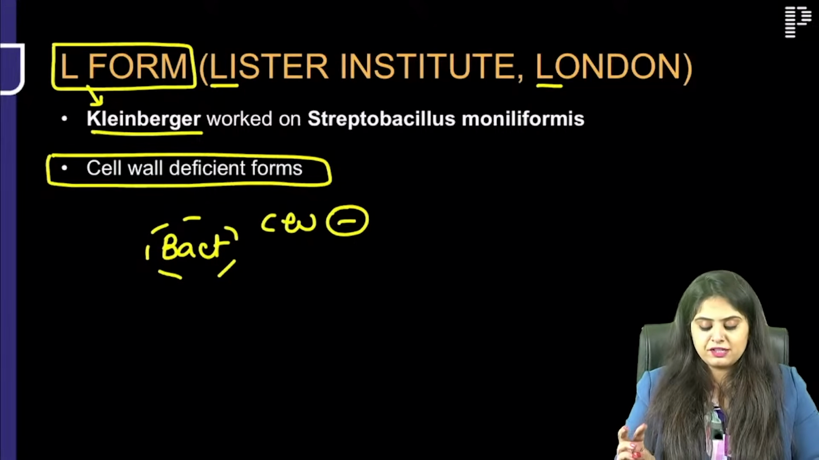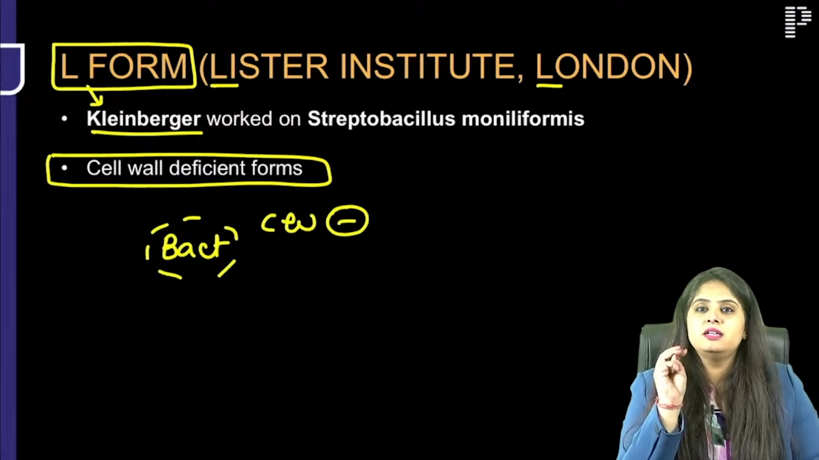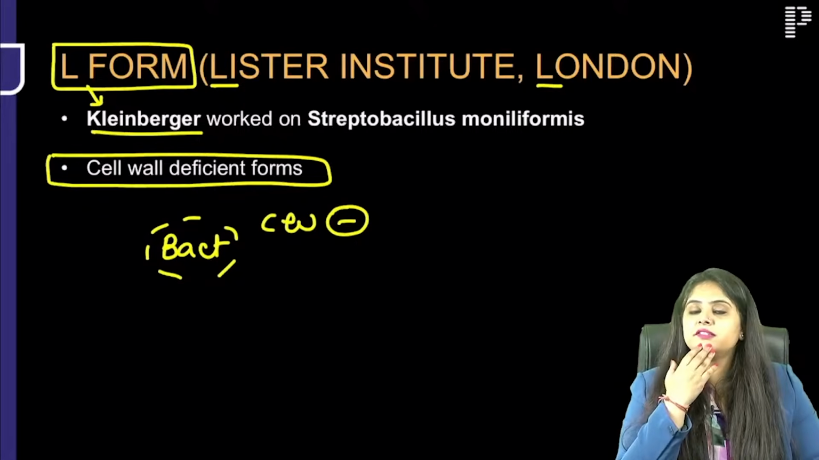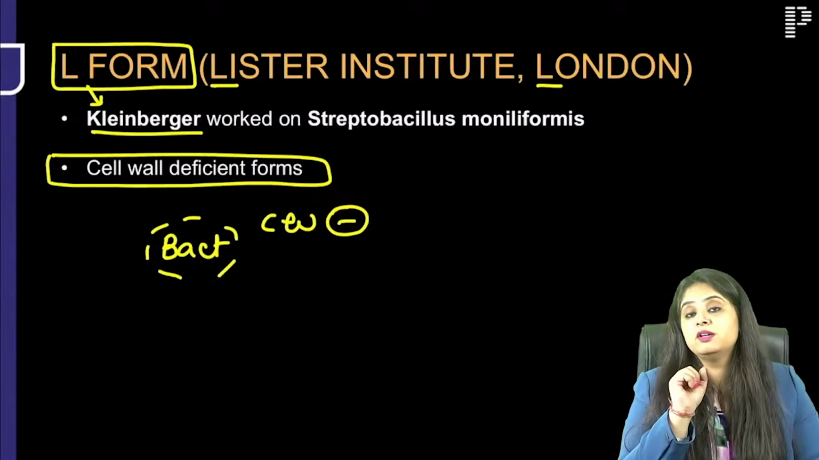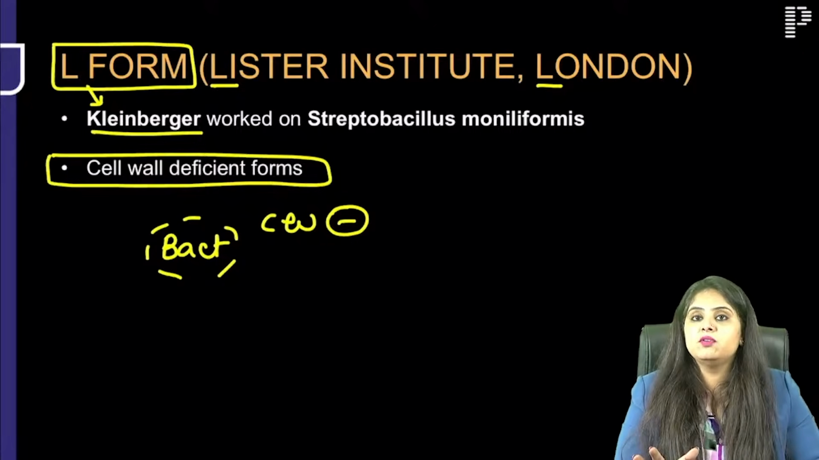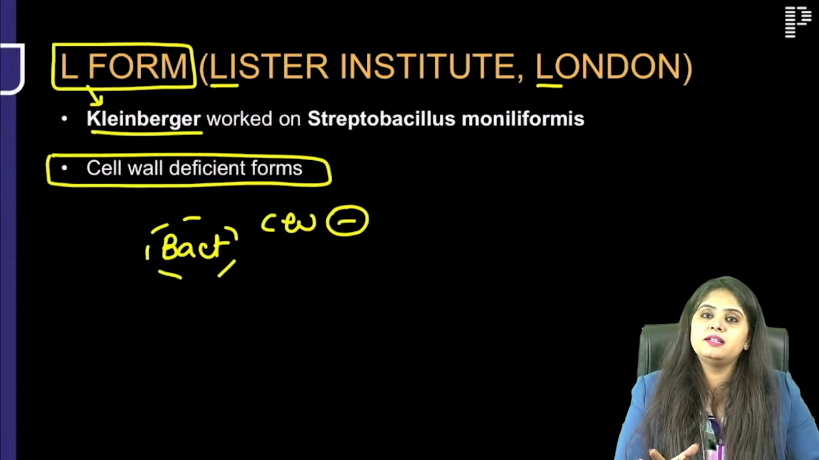So you'll ask me 2 things, that ma'am, naturally it doesn't have a cell wall. I mean, by birth only the bacteria doesn't have a cell wall. Ho sakta hai. Or maybe it has a cell wall and then something happened and then the cell wall vanished.